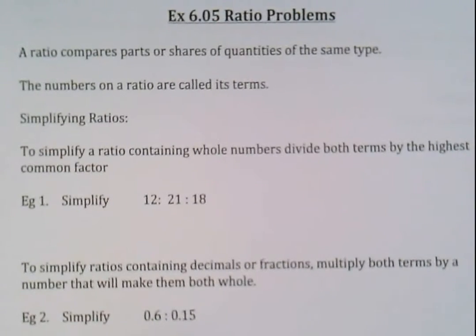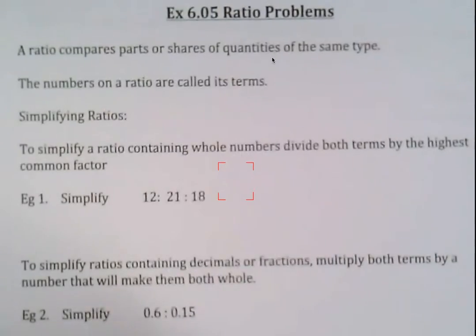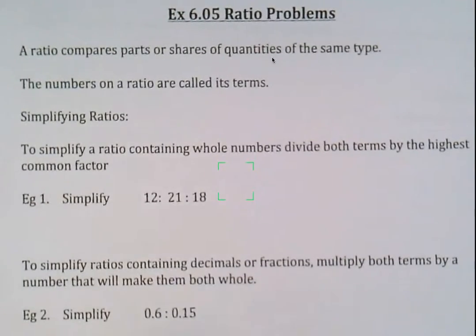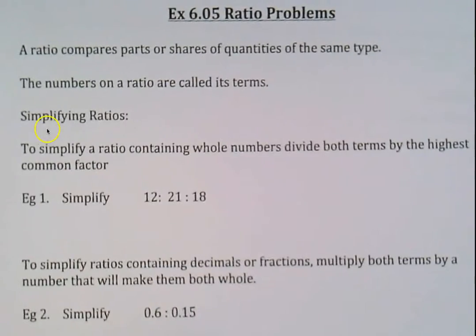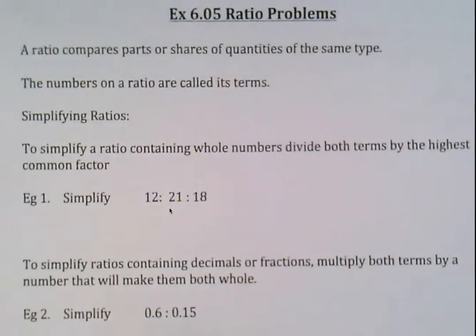This is ratio problems. The important thing about a ratio is that it compares parts or shares of quantities of the same type, so quantities of the same type and in the same units. The numbers in a ratio are called its terms. So how do we simplify ratios? We just divide all terms by the highest common factor.